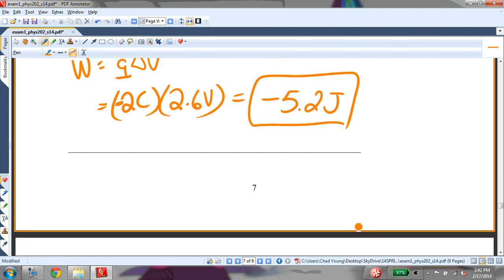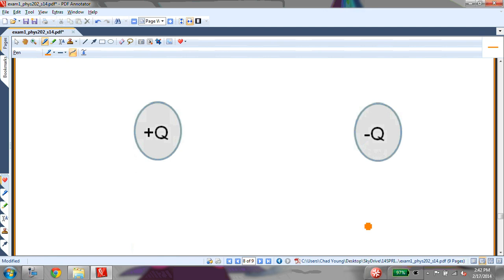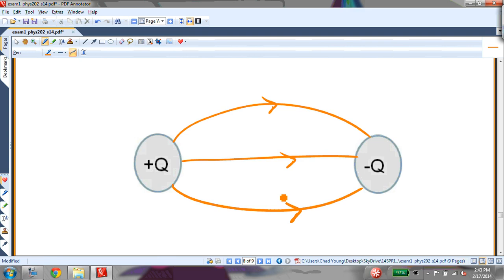All right, number 23. Consider this dipole, label the electric field and equipotential lines. First of all, field lines go from positive to negative. And then y'all did this in lab, though if you weren't in lab, I was very lenient on this, though we did do this in class. It looks like this. You can imagine at any one of these points that if you have a positive test charge, it's going to feel a force that is tangent to the field lines. So if I have a positive test charge right here, it's going to feel a force in that direction. Over here, it's going to feel a force in that direction.